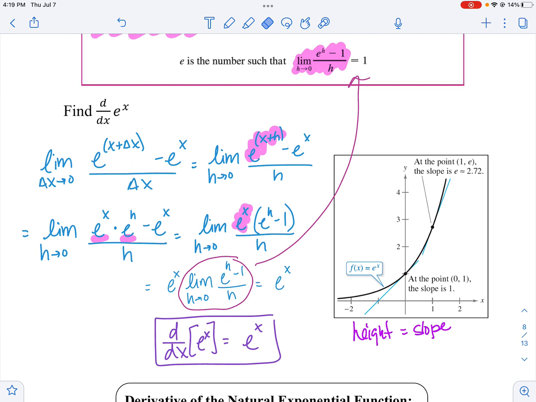Now this is kind of cool because this is the only function where the slope is the same as its output value, the height or the y value. Kind of cool.